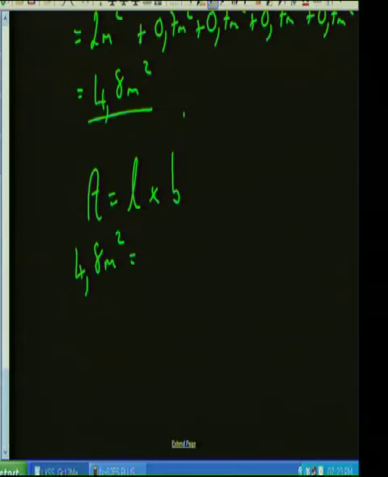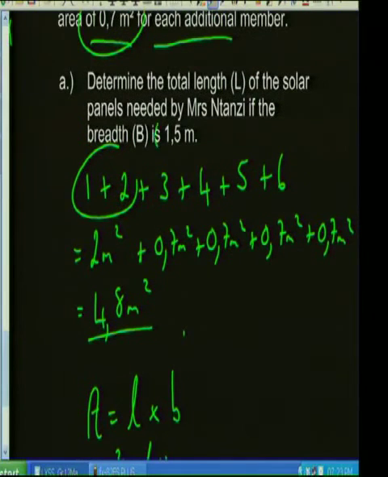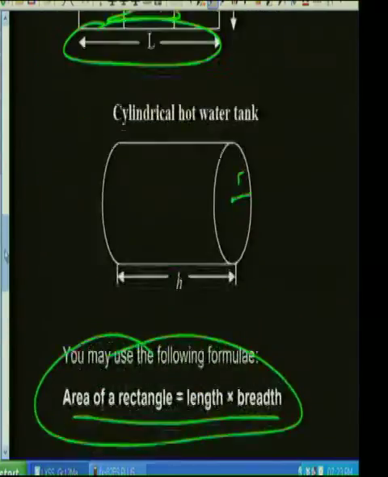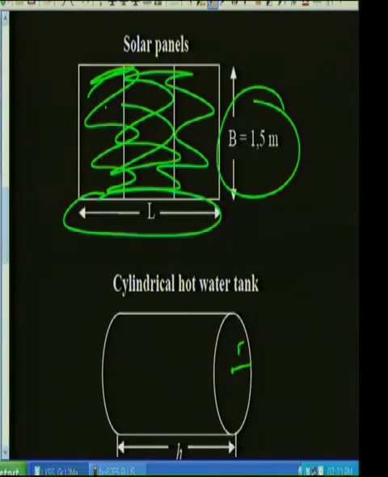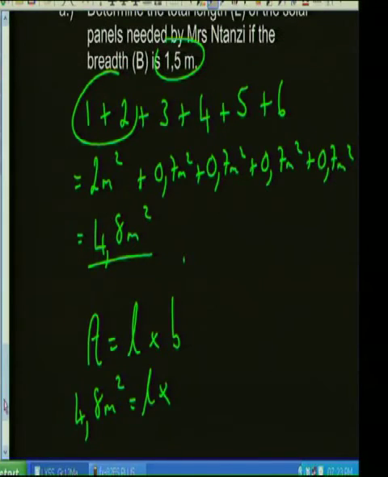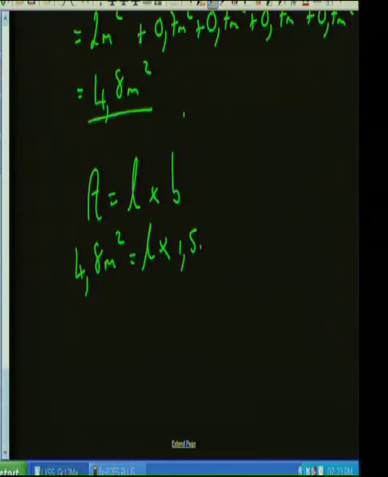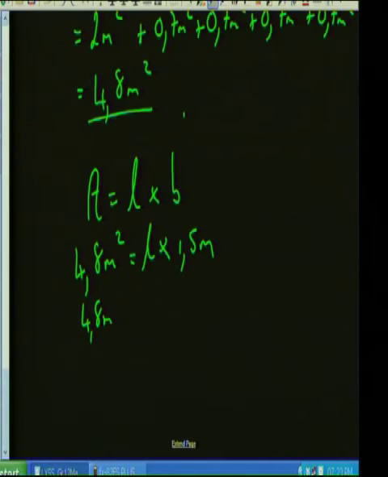Do I know the length? No, I don't. That's what I've got to find out. Do I know the breadth? Absolutely. I'm told it's 1,5 meters, and it also shows that on my diagram. So now I've got to find the length. Folks, what's the sign between length and my breadth? It's times. So how do I get the length by itself? I'm going to say 4,8 meters squared divided by 1,5 meters, and that's going to give me my length.